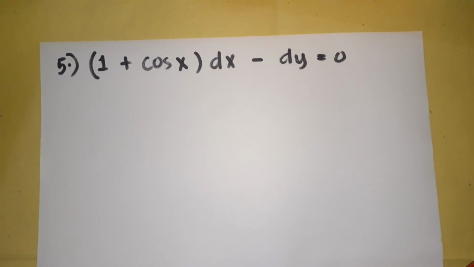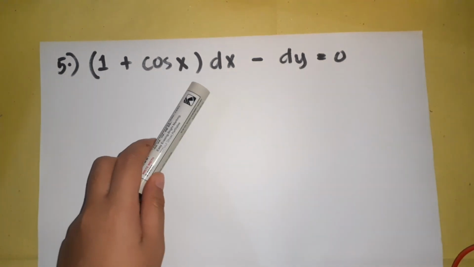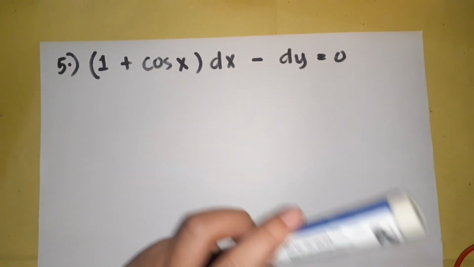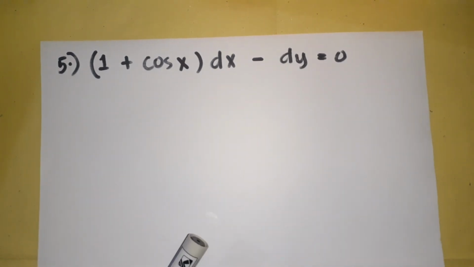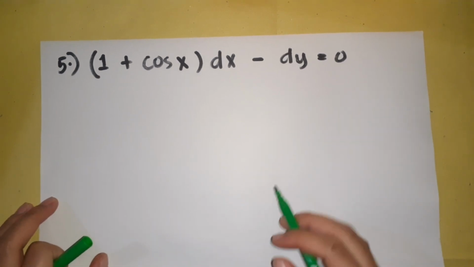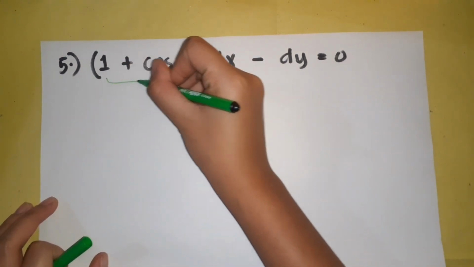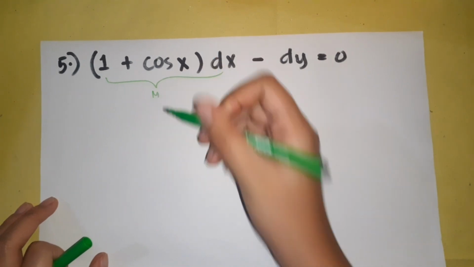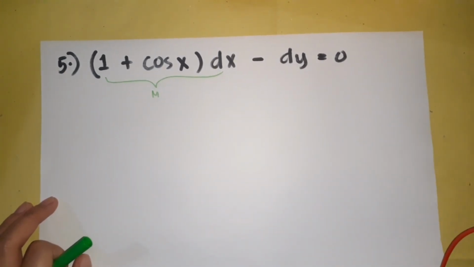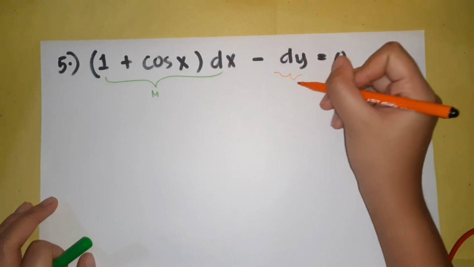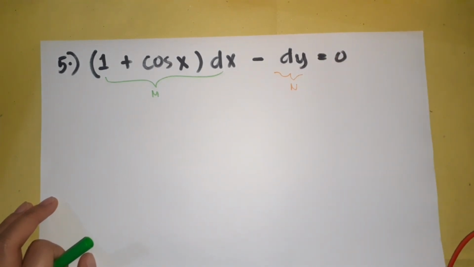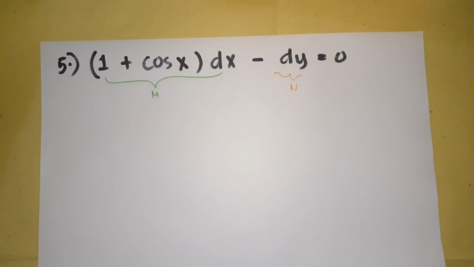Our next example for exact differential equation is (1 plus cosine x) dx minus dy is equal to 0. Again, we will first test the exactness. This will be our M, and this will be our N.